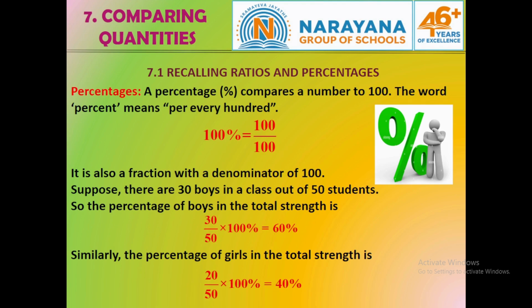Suppose there are 30 boys in a class out of 50 students. So the percentage of boys in the total strength is 30 divided by 50 into 100%, that is equal to 60%. Similarly, the percentage of girls in the total strength is 20/50 into 100%, that is equal to 40%.